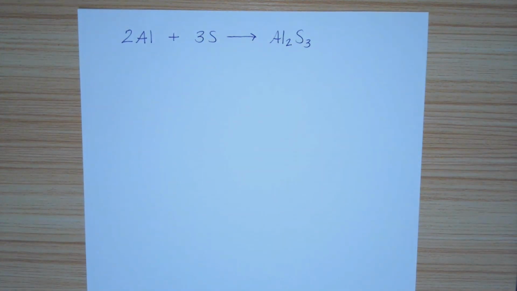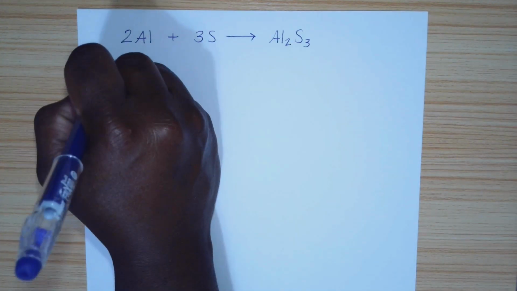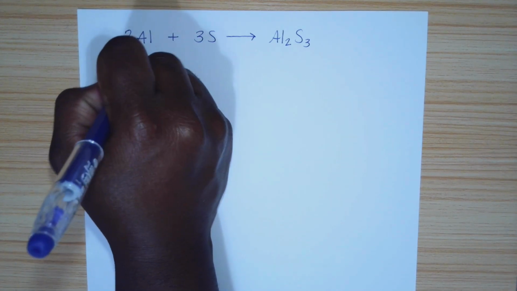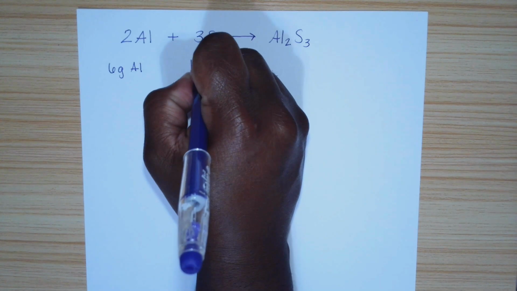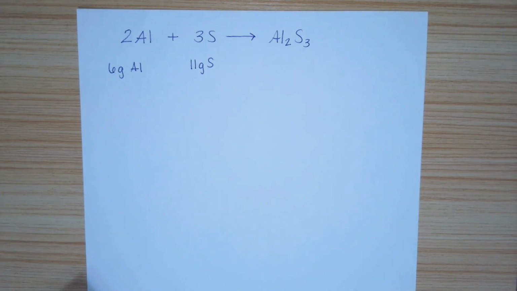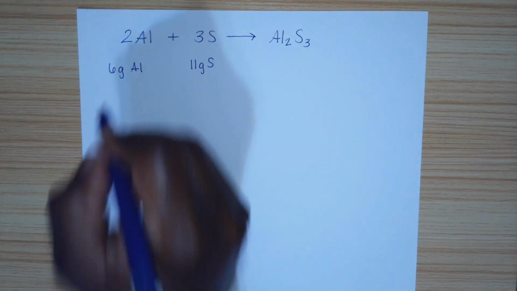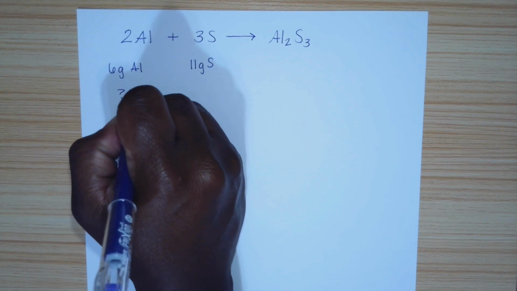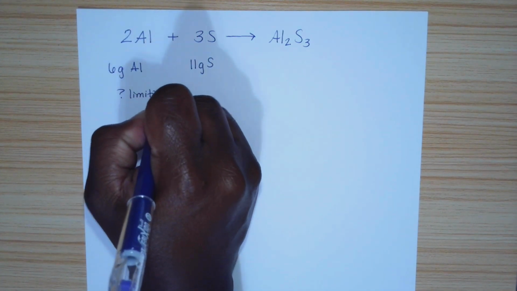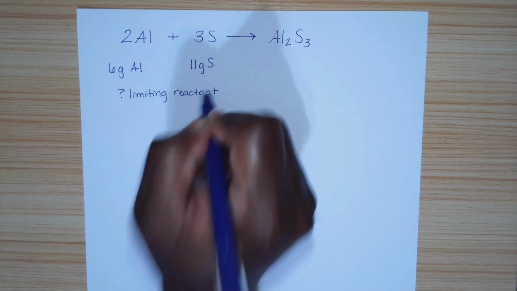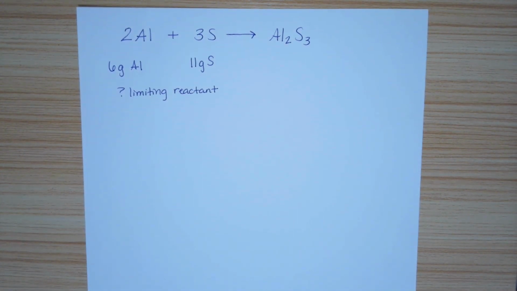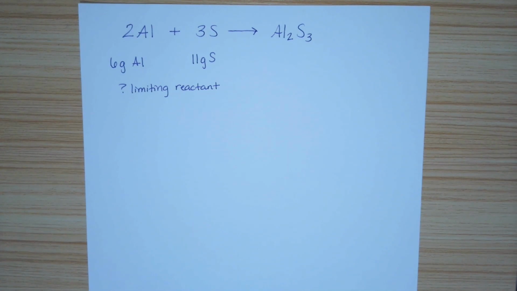So this specific reaction said that if you had 6 grams of aluminum and 11 grams of sulfur, which reactant would be the limiting reactant? In other words, which one would run out first? There are different ways in which you can do this.